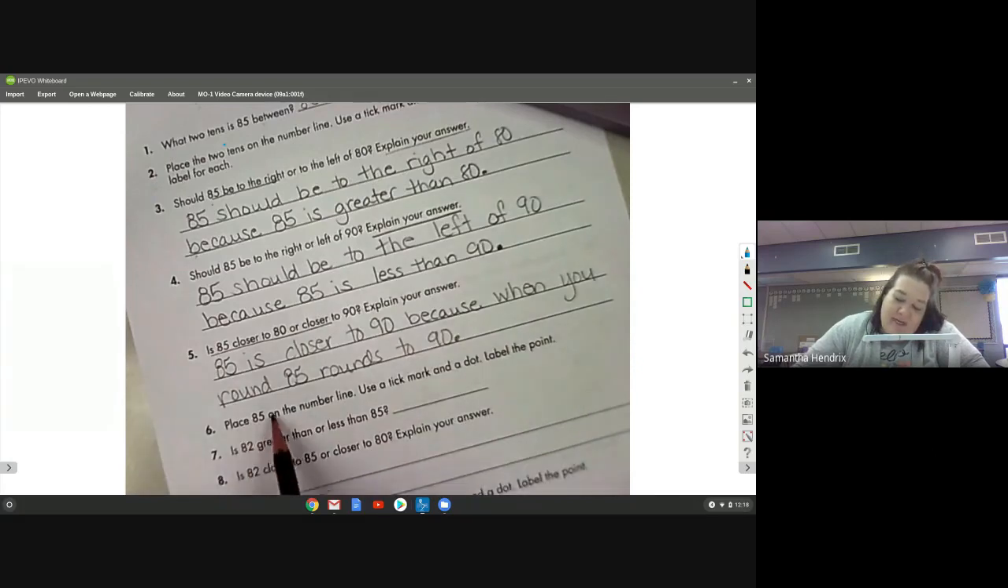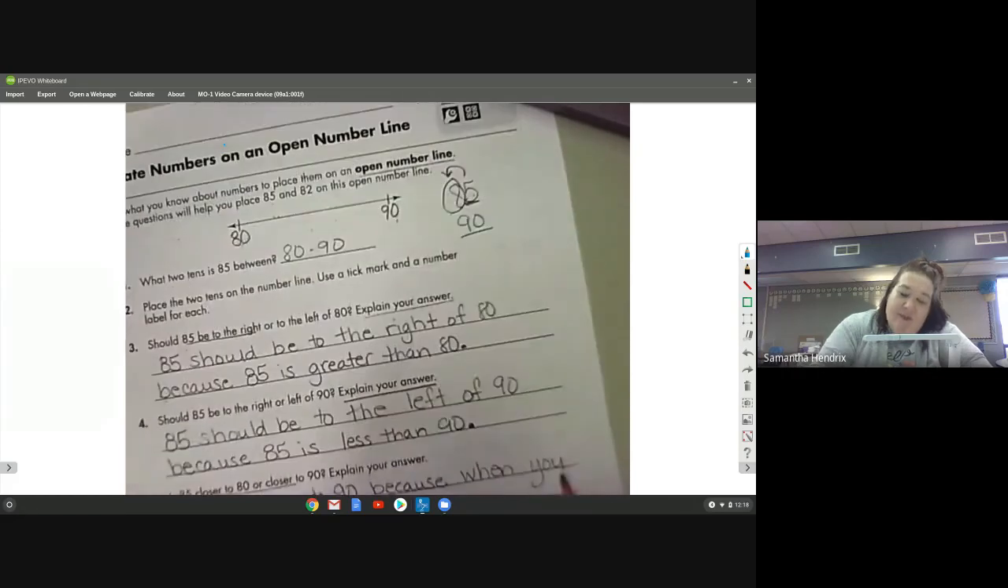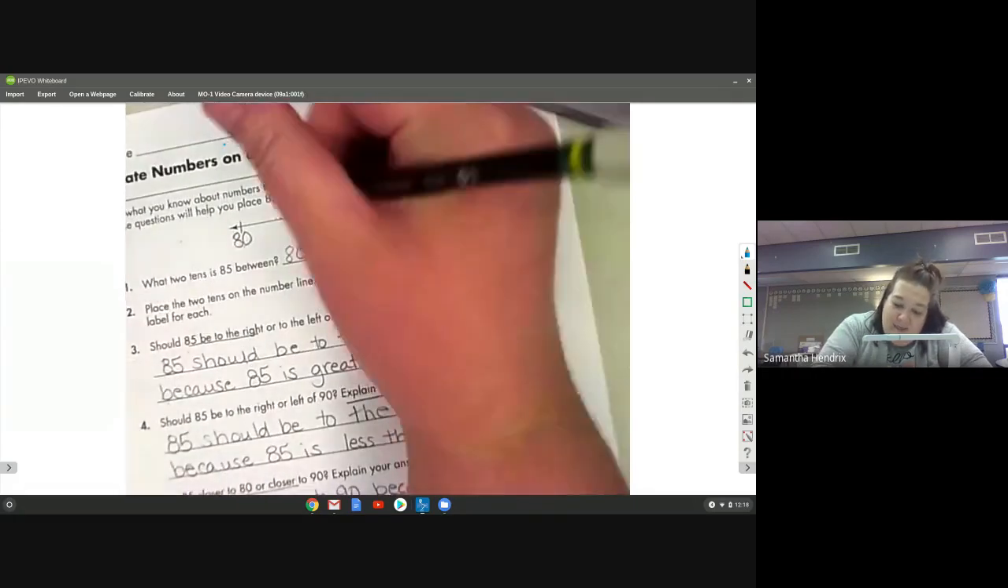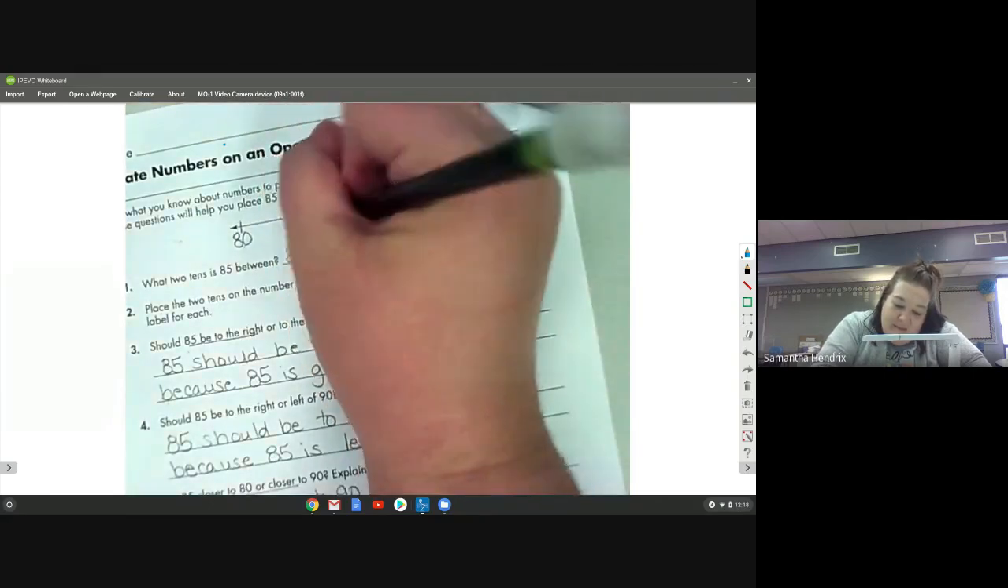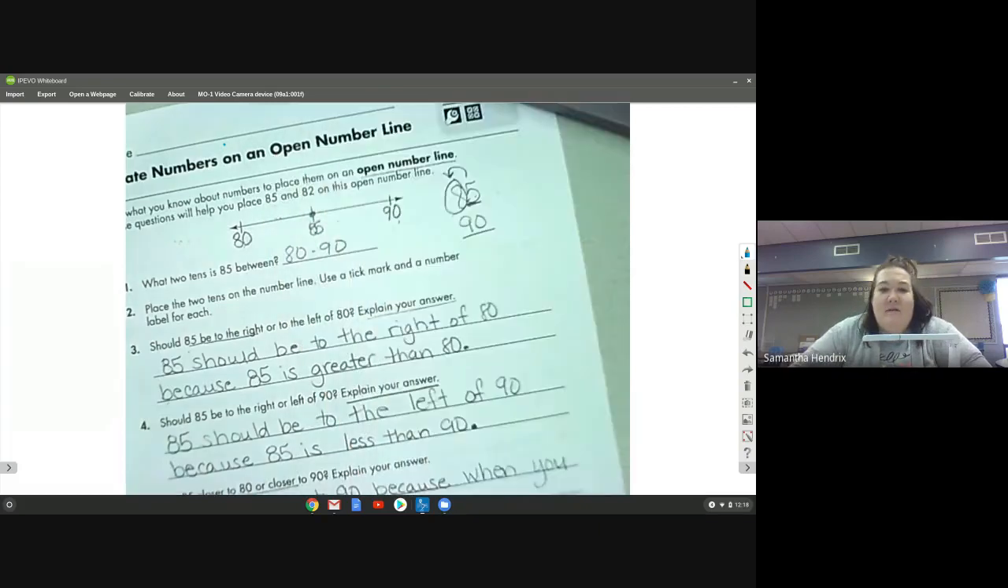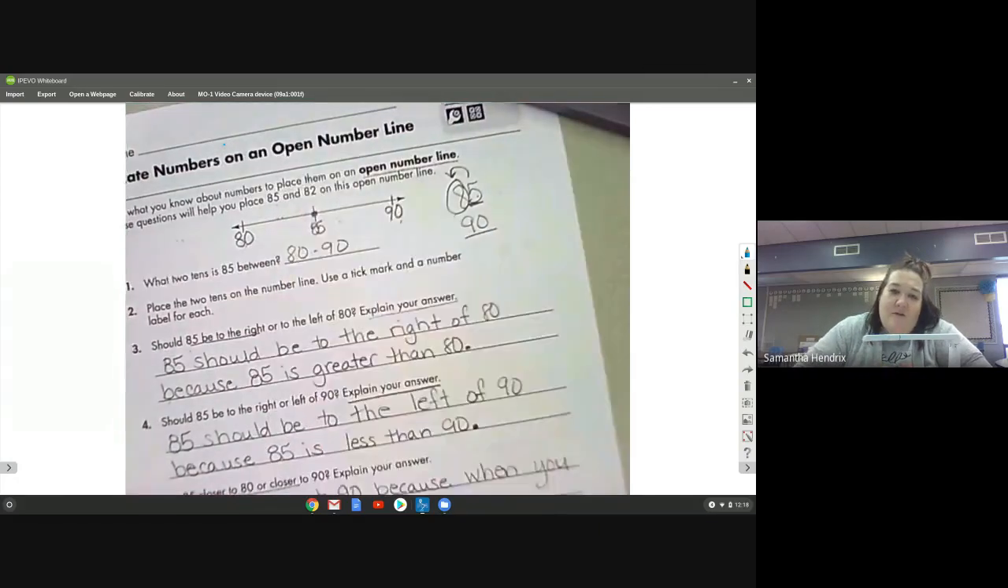So then it says place 85 on the number line, use a tick mark and a dot, label the point. So 85 is going to go directly in the middle. We're going to label it and we're going to put a dot. That's what that means, a tick mark and a dot.